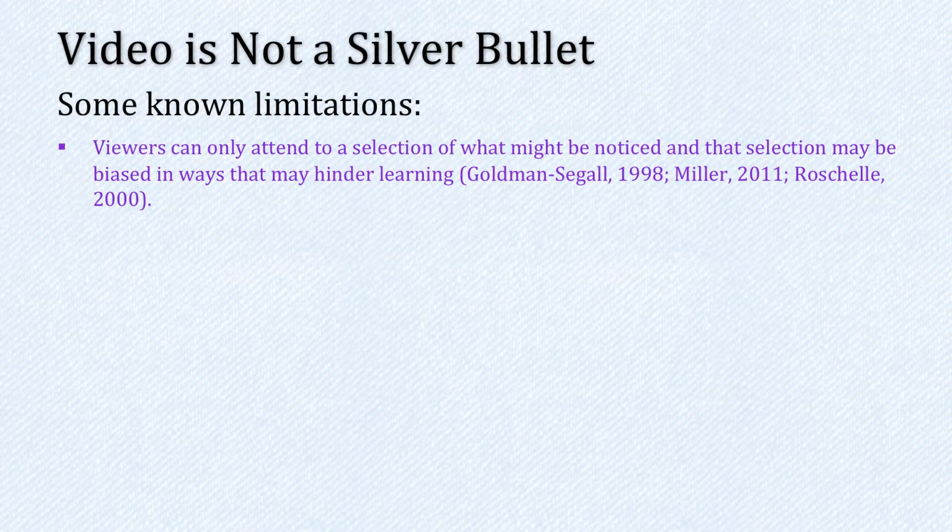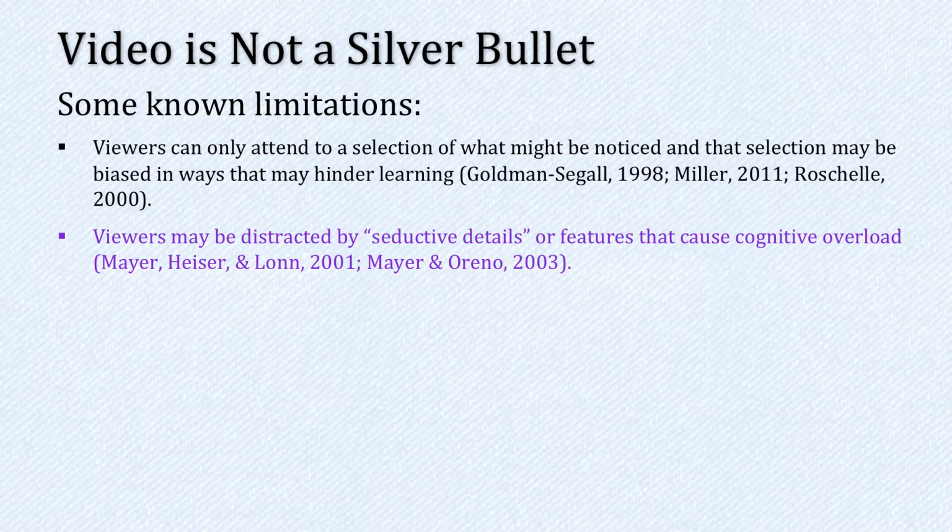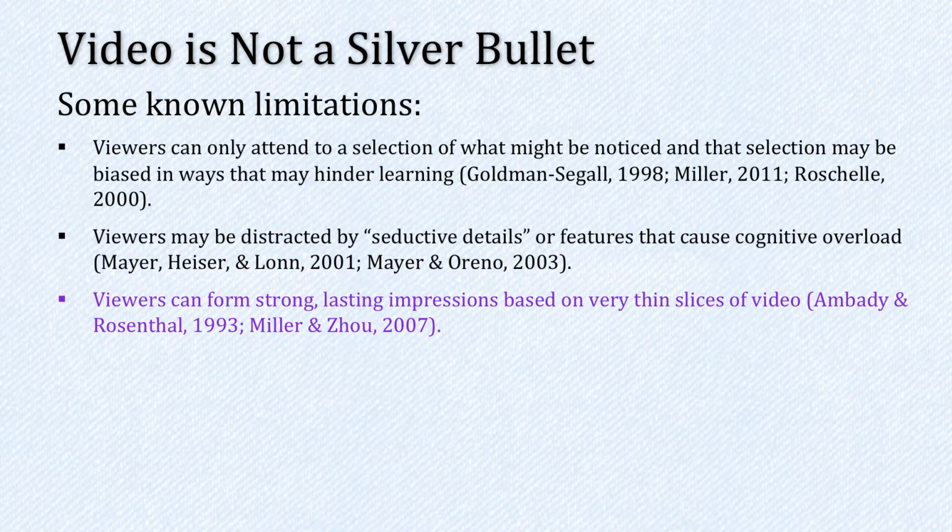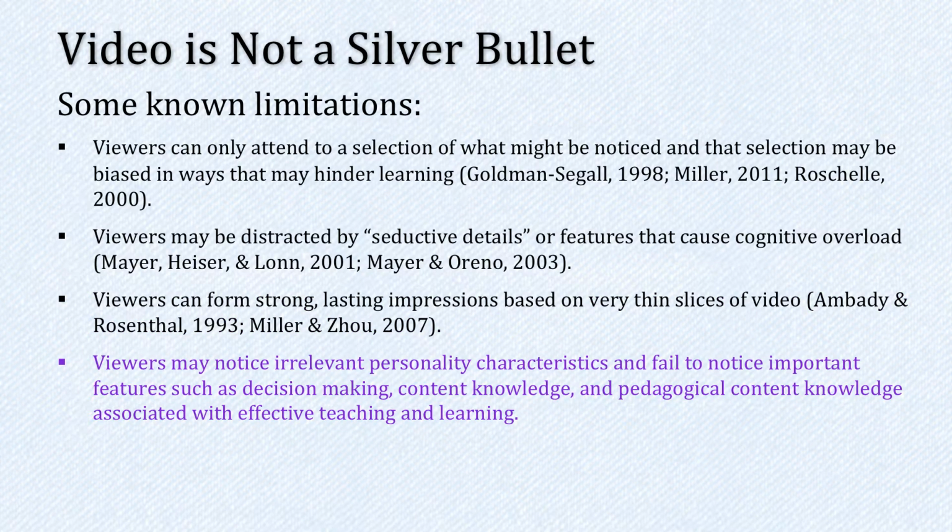For example, it's been shown that viewers can only attend to a selection of what might be noticed, and that selection may be biased in ways that may hinder learning. Another limitation is that viewers may be distracted by seductive details or features that can cause cognitive overload. In addition, viewers can form strong, lasting impressions based on very thin slices of video. Furthermore, viewers may notice irrelevant personality characteristics and fail to notice important features such as decision-making, content knowledge, and pedagogical content knowledge associated with effective teaching and learning.